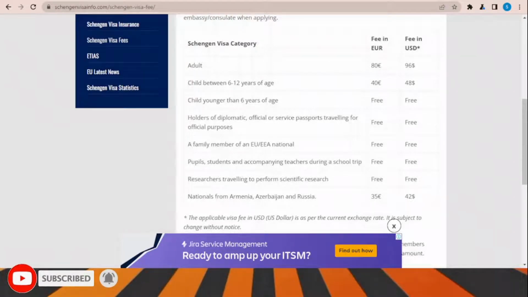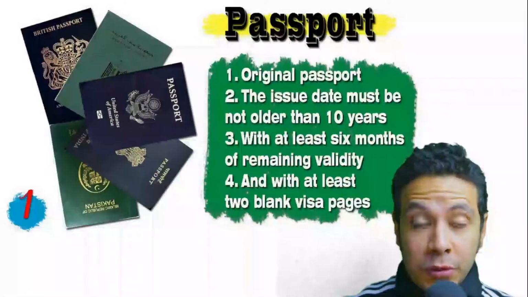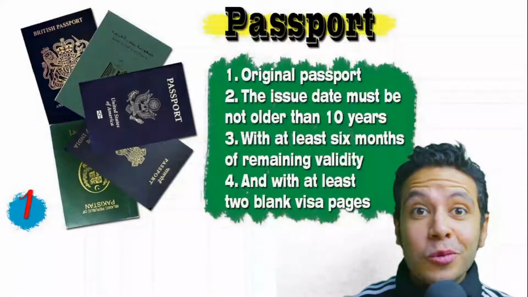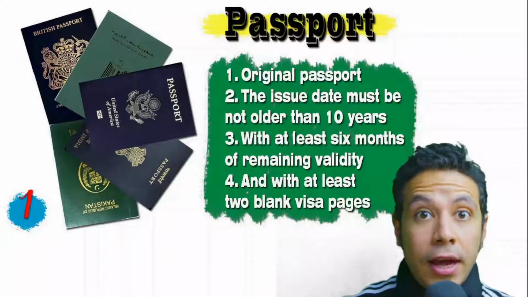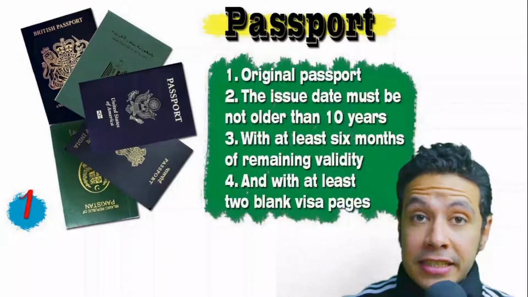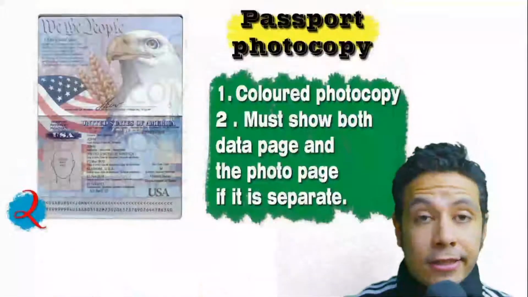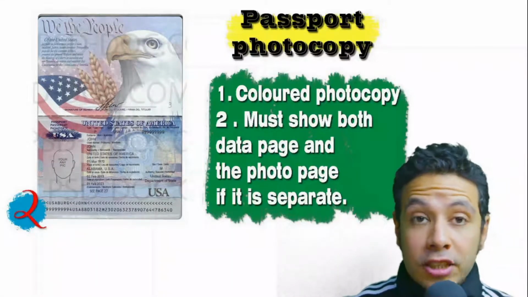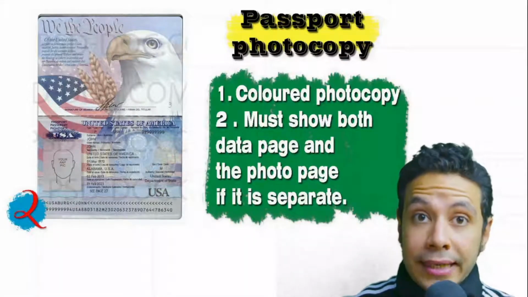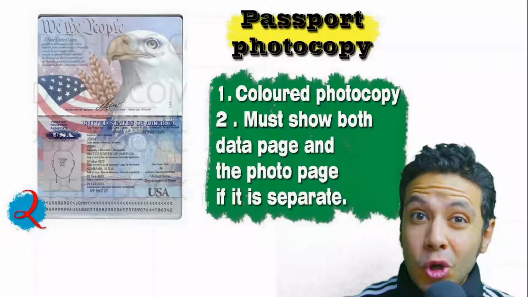So what are the required documents that you will need while applying for any visa? Speaking about your passport, it must be original and it must not be older than 10 years, with at least 6 months of remaining validity, and with at least 2 blank visa pages for the stamps. In many cases you will need also a passport photocopy. It might be 1 copy or more than one, and it's preferred to be colored, and both data page and photo page must be shown if separated.